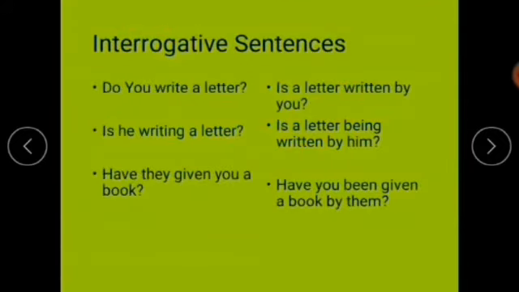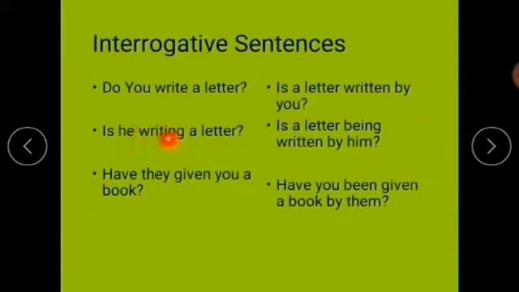Interrogative sentences. Do you write a letter? Is a letter written by you? Interrogative sentences are used to ask questions. In these sentences, passive auxiliary verbs will be used in the very beginning. At last, there will be a question mark.